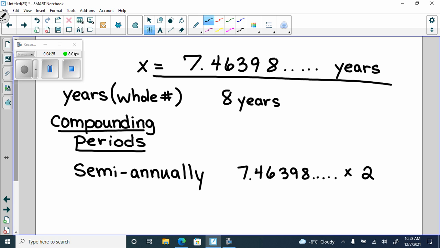14.8 blah blah blah, which is how many compounding periods? 15. If I took the 8 and multiplied it by 2, how many would I get? 16. Would I be wrong? Yep. So if I took the 8 years and I rounded it and I multiplied it by 2, I get 16 compounding periods. It's not. It's actually 15. Do you see that? So you cannot round until the end.